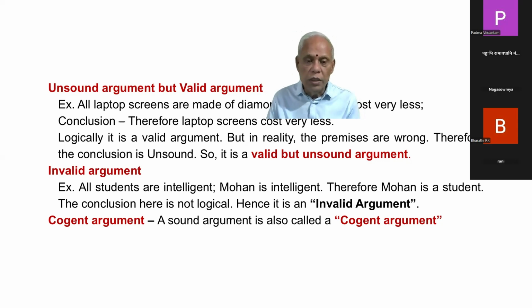Then we have a cogent argument. Cogent is another term given for sound. A cogent argument just means a sound argument. A sound argument is also called a cogent argument. I think you are clear.